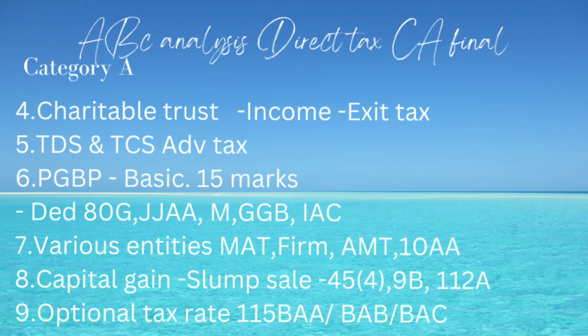Charitable trust is the fourth one, including charitable trust income and the exit tax, to derive those. It's very important. A question definitely comes from this, so focus on this chapter. Then is chapter 5, TDS and TCS, advanced tax. Just definitely do these chapters.